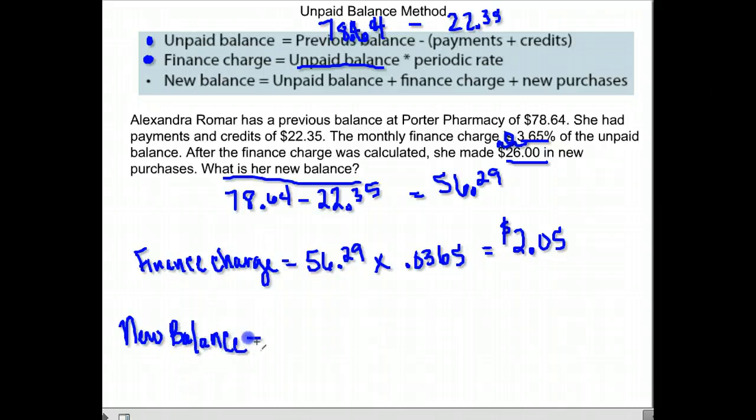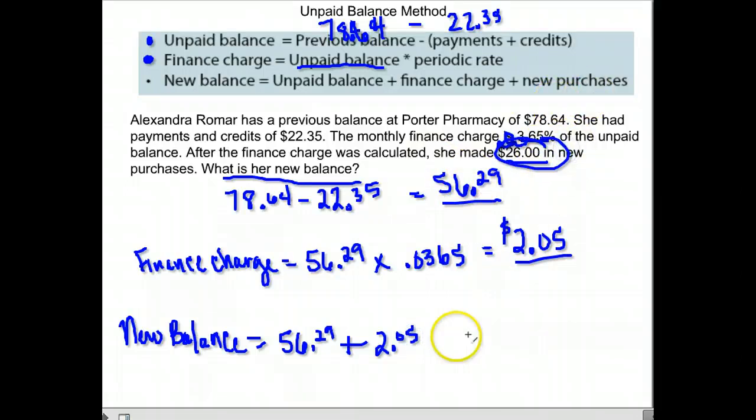Okay, so for the new balance, it says to take the unpaid balance, which we found here was $56.29, add the finance charge. Finance charge was $2.05. And also add any new purchases. Now it said she made $26 in new purchases. So we have $56.29 plus $2.05 plus $26. We get a new balance of $84.34.